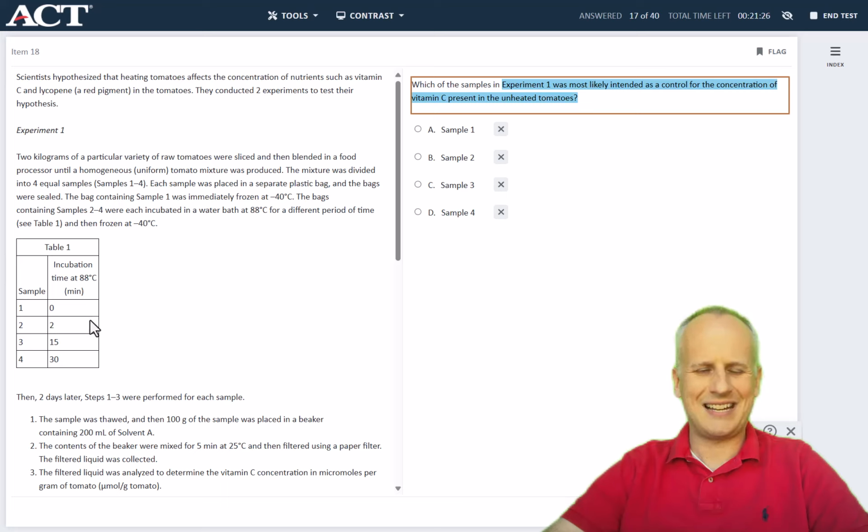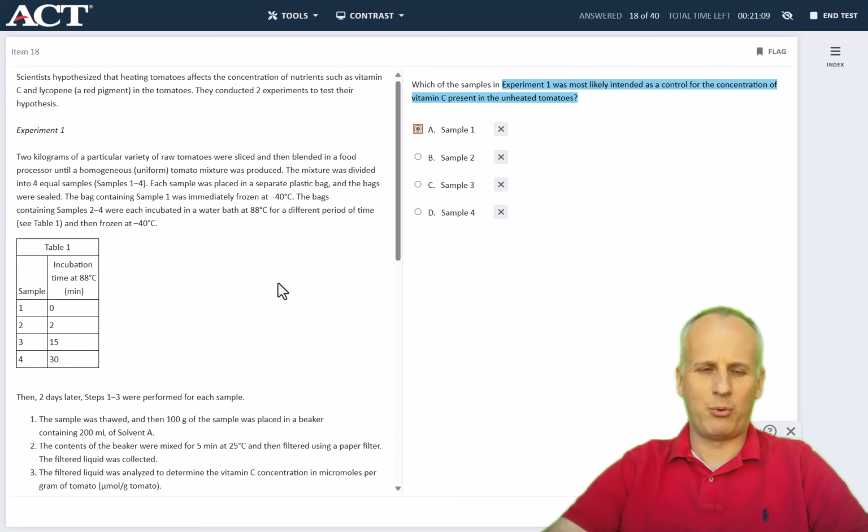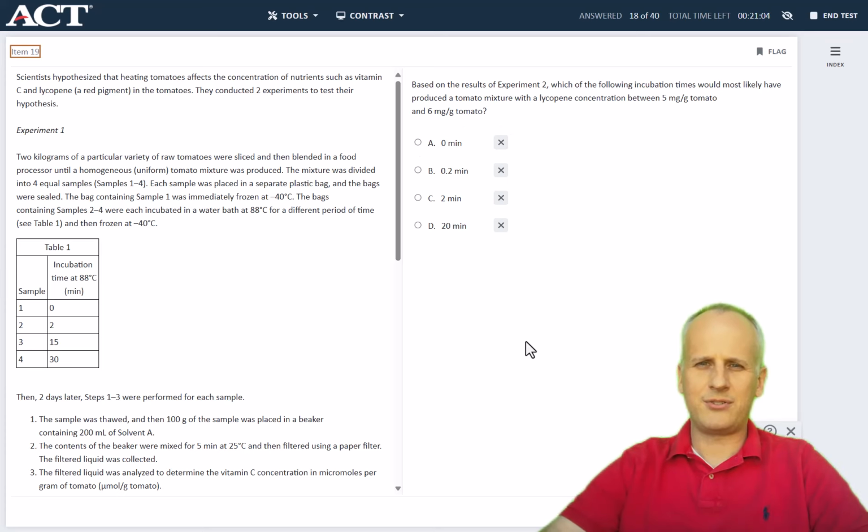So we can see that the amount of time spent in the water is the independent variable. So we know that the one that doesn't go into the heat, which is what we're ultimately testing, is going to be our control. So that means it's sample 1, which was just frozen and not heated up. Now we can move on to the next question.